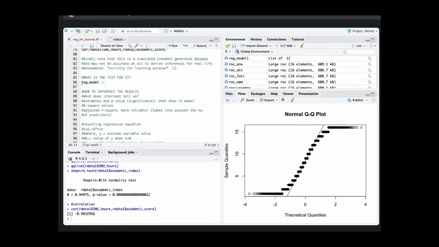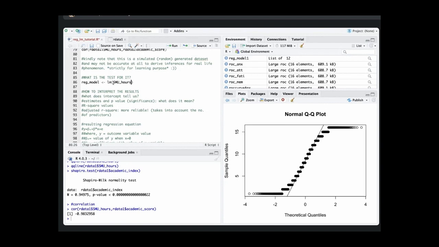The syntax is that you would use this function lm, which stands for linear model. If you open the bracket, it gives you a hint that first you have to mention the formula, then data, and so on. The formula would be the dependent variable on the left hand side and the independent variable on the right hand side.